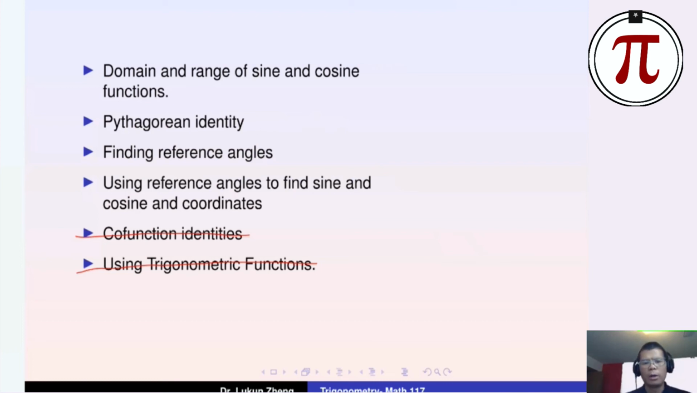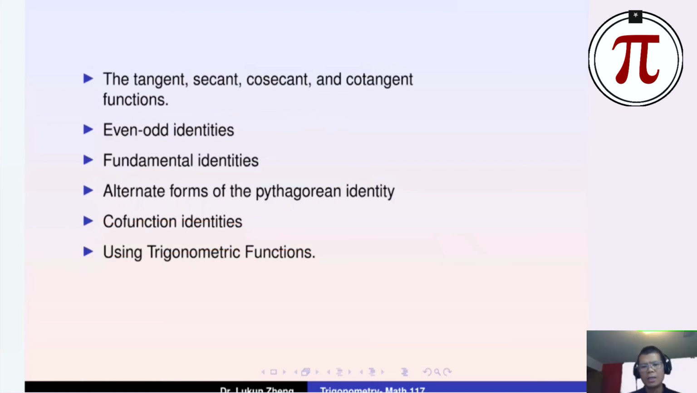All right, tangent, secant, cosecant, and cotangent. The other trigonometric functions. There are even-odd identities: cosine and secant are even, all the others are odd, right? So you need to know the even-odd identities. Fundamental identities, right? Fundamental identities.